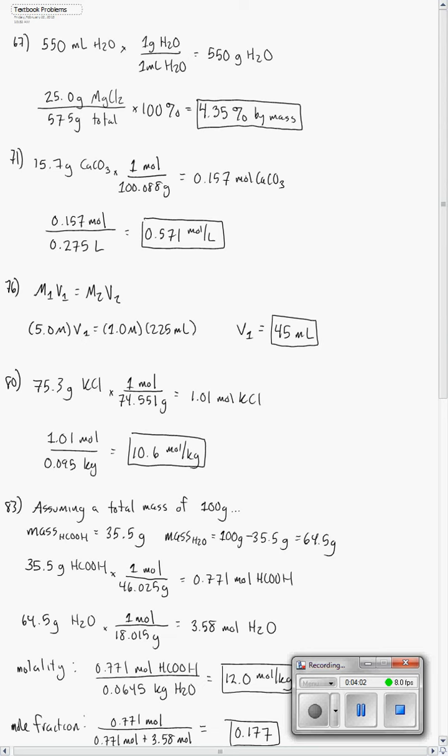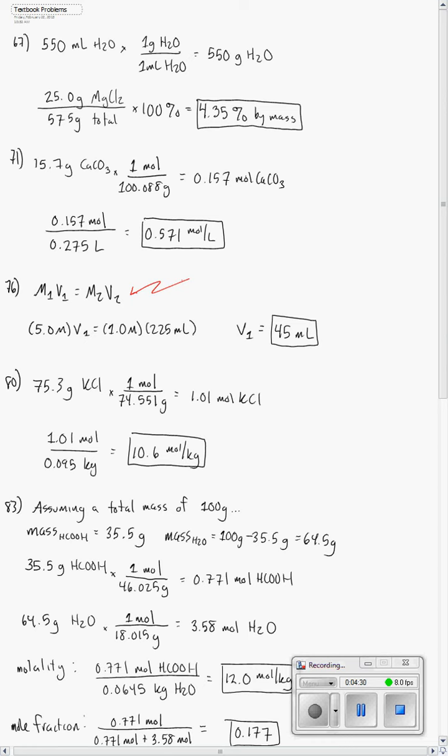So the dilution equation is expressed here. It's M1V1 equals M2V2. The M's represent molarity, the V's represent volume, the 1's are your initial conditions, and the 2's are your final conditions. So in this question, you're told you want to make 225 milliliters of 1 mole per liter nitric acid, and you're starting with a 5 mole per liter stock solution. You want to know how many milliliters of that you'll need to use.